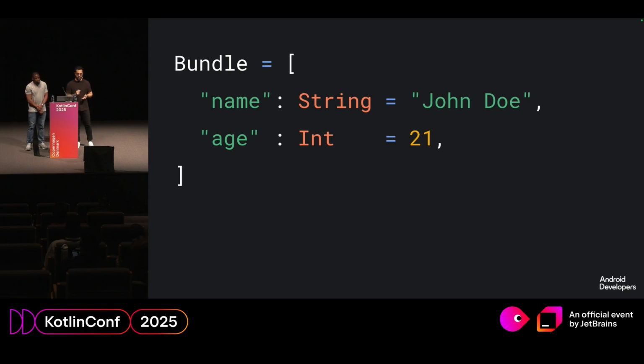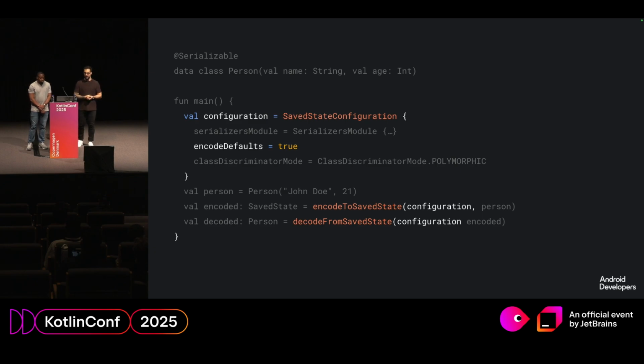And here you can see how that simple Person data class will look inside the SavedState. This is a quite simple example, but it supports all the KTX serialization types. We also offer a SavedState configuration that lets you customize the codec behavior. It follows the standards from the kotlinx.serialization configuration classes. For example, if you would like to encode default properties, you can set encodeDefaults to true.